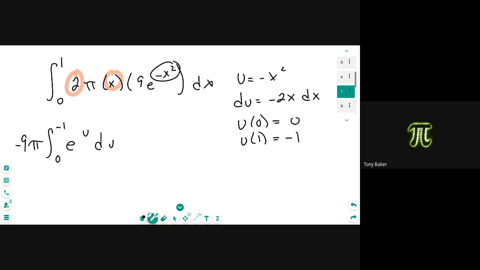Oh, well, this became a lot easier. What's the integral of e to the u? E to the u. So e to the u, and we're doing it from 0 to negative 1. So I have negative 9 pi times e to the negative first power minus e to the 0 power, which is 1.